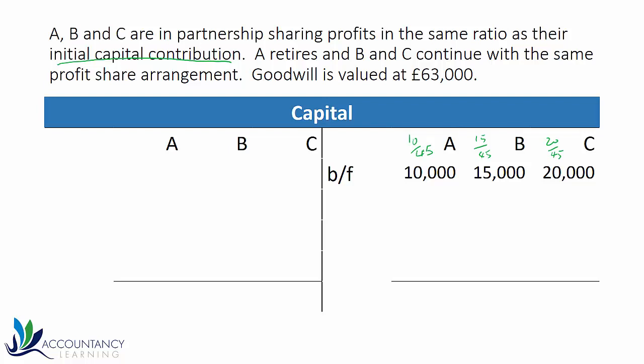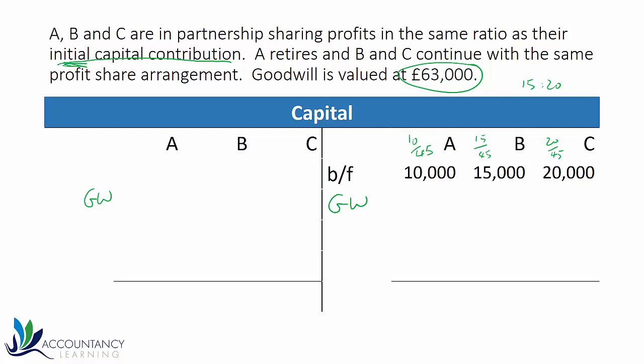And then afterwards, well, we're going to be removing the partner A, aren't we? So we're going to have 15,000 to 20,000. So we will have a new profit share ratio of 15 to 20. Remember, it's based on the initial capital contribution. Okay, so the profit share ratio afterwards will be 15 to 20. Right, what else do we know? We know that goodwill is valued at 63,000. So again, when we have our goodwill on our T account, we'll have goodwill on the credit side and we'll have goodwill on the debit side. Both sides will be 63,000.